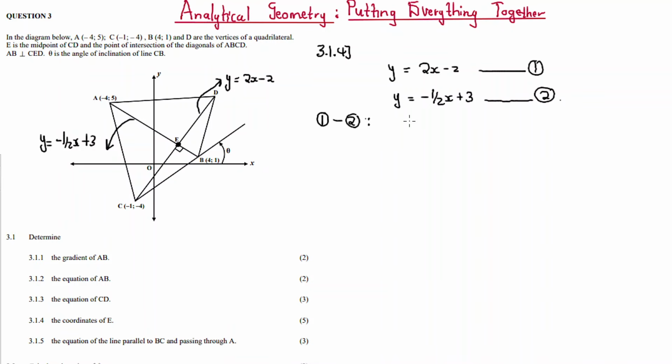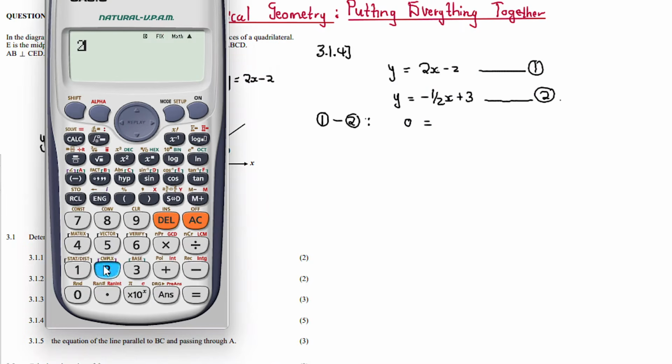So y minus y, that's 0. 2x minus a negative half x, that gives us a positive half. So 2 minus a negative half.